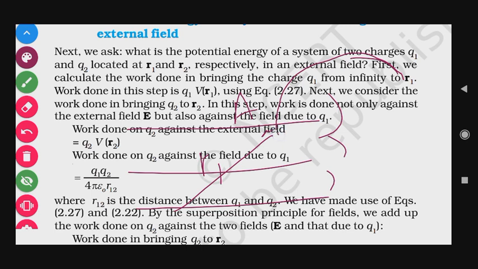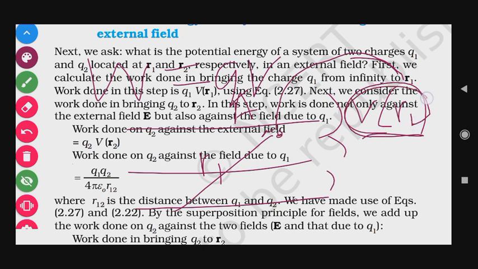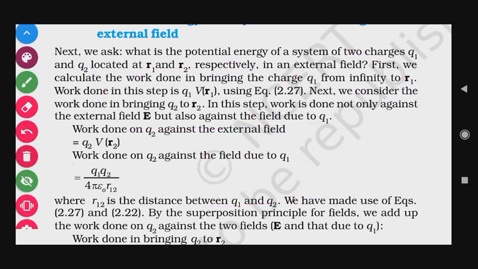The external work done by me is the charge times the potential of this point. Suppose the potential of this particular point in the electric field is V(r1). So I just multiply the magnitude of the first charge with the potential, and I get the external work I have to do. That will be the potential energy of this charge at this point. So the work done in this step is q1 V(r1). This is the same as we discussed in the previous video.